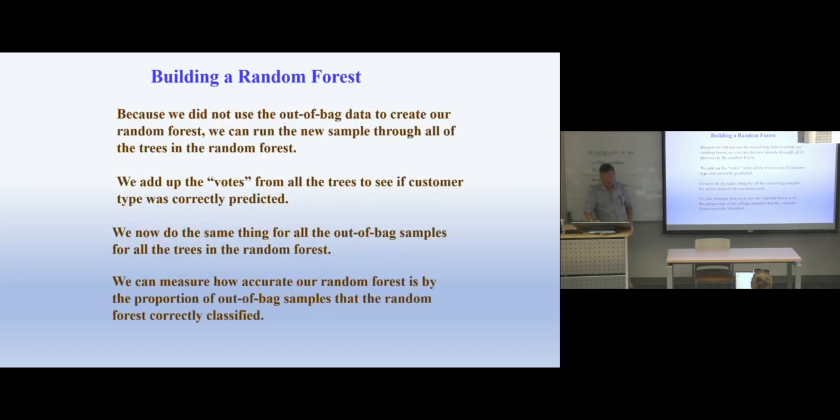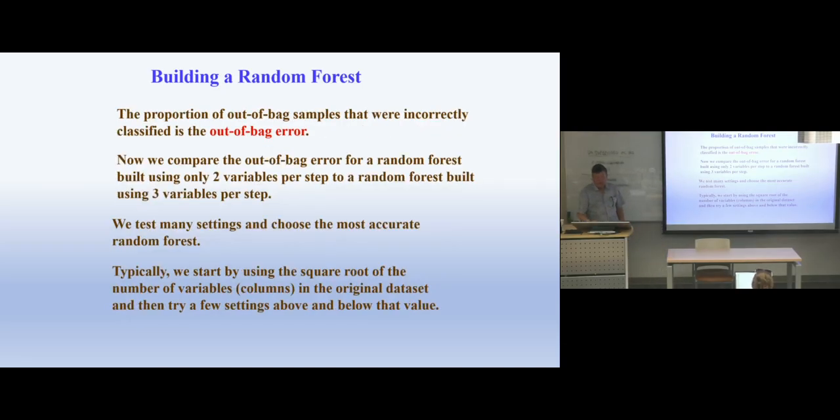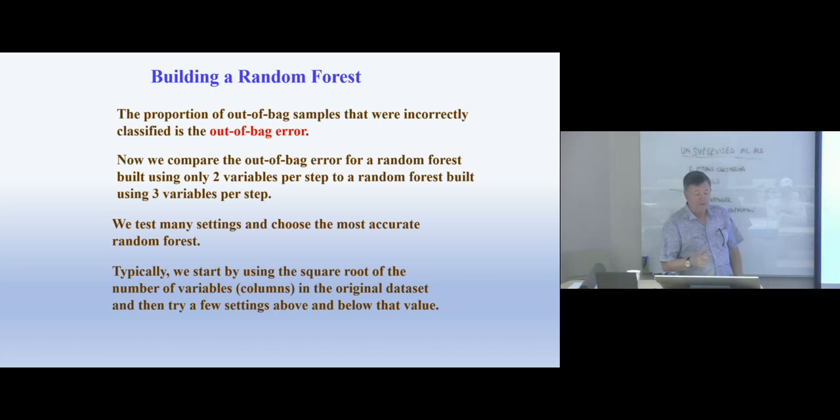The algorithm does this. Because you didn't use it to create the random forest, you can run the new sample through all the trees in the random forest, add up the votes again. You do the same thing for out-of-bags and the ones that didn't show up, and you can measure accuracy of your random forest because you will get metrics on this. Proportion of out-of-bag samples that the random forest correctly classify. Okay. Pretty straightforward. Okay, incorrect classifications. Here's out-of-bag error.